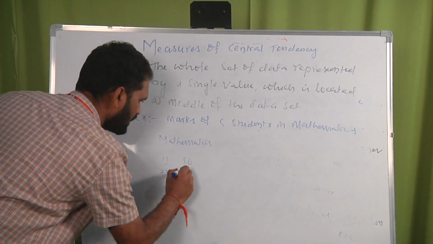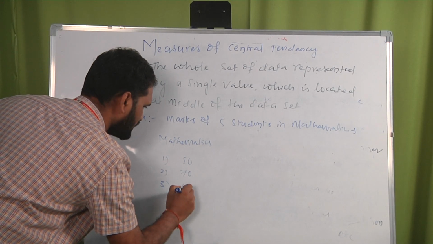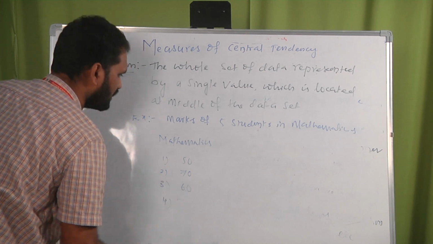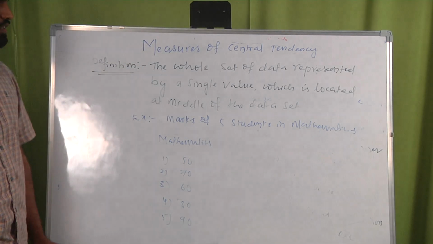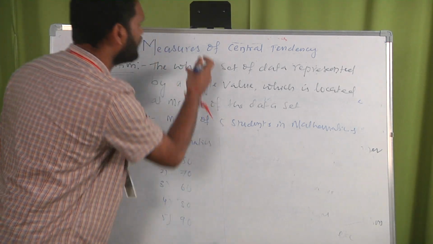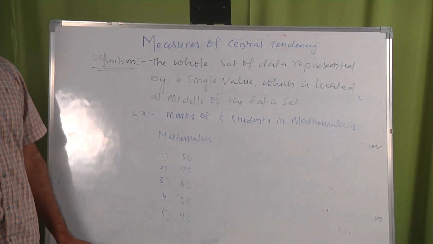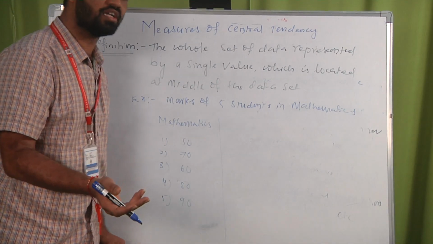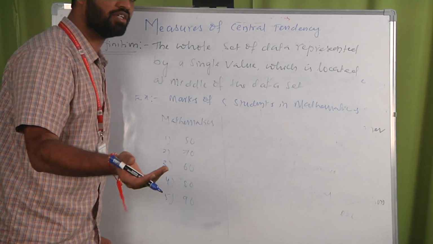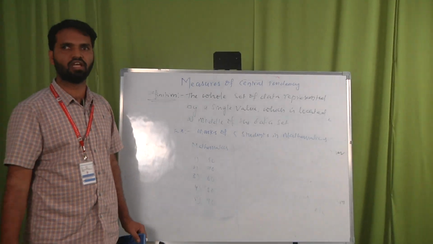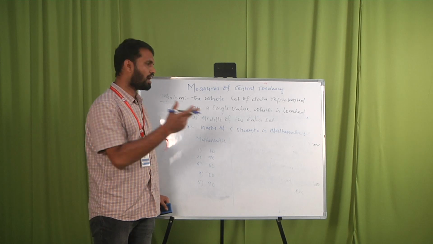Second student got 70 marks out of 100. Third student got 60 marks. Fourth student got 80 marks. Fifth student got 90 marks out of 100. Right? Now we have to find measures of central tendency. Actually, measures of central tendency are 5. One is mean, another one is median, third one is mode, fourth one is harmonic mean, fifth one is geometric mean. Among these, the best measure of central tendency is the arithmetic mean.